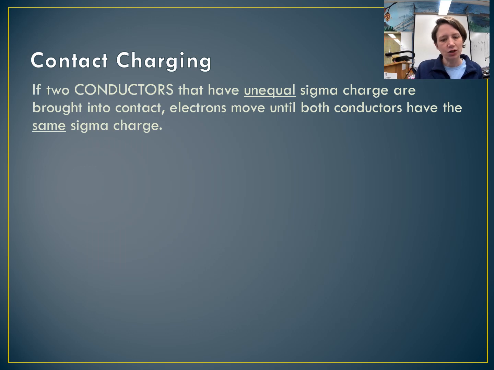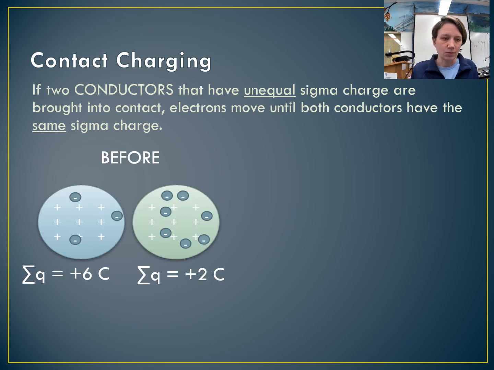The second kind of charging is known as contact charging. Contact charging occurs when you have two conductors that have different sigma charges to start. And when you take those two conductors and bring them into contact, hence the name, the electrons are going to try to flow around until everybody is sort of balanced out and the object has the same amount of sigma charge on both halves of the objects.